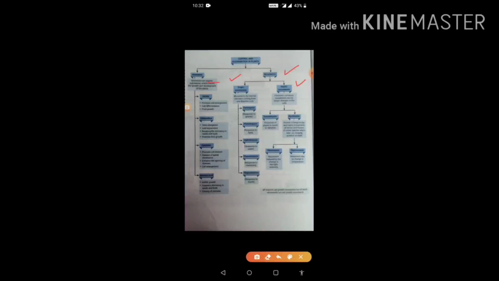So what are nastic movements? We'll start from nastic movement. Nastic movements are paratonic curvature movements due to turgor changes in the cell. So what we have to know is why this nastic movement happens. Because there is some change in the turgor, the turgidity of the cells.